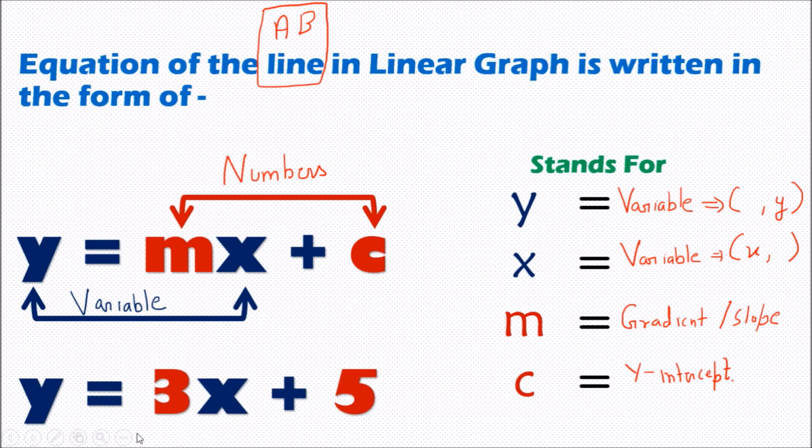Let us take an example of y equals 3x plus 5. So in this equation, you can see that the values of m and c, which are the gradient and y-intercept, are written in the form of numbers. And y and x are written just the way they are, which means y and x are written in the form of variables. So this is the key point to understand the equation of a line in linear graph, that the equation of a line is made up of 2 variables x and y and 2 numbers, which are m and c. And m stands for gradient or slope and c stands for y-intercept.